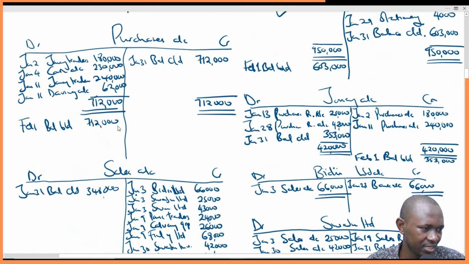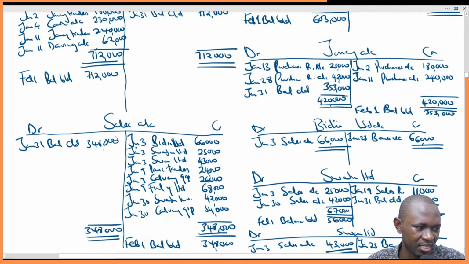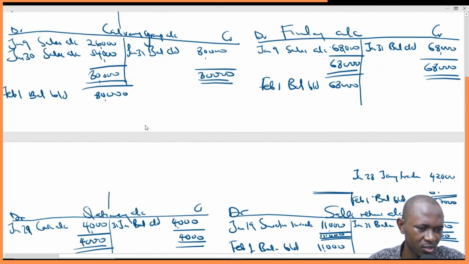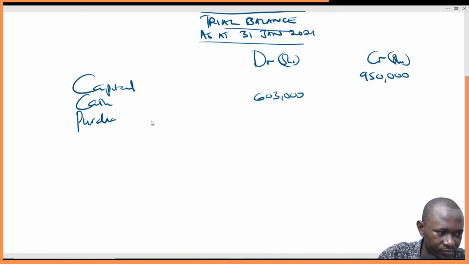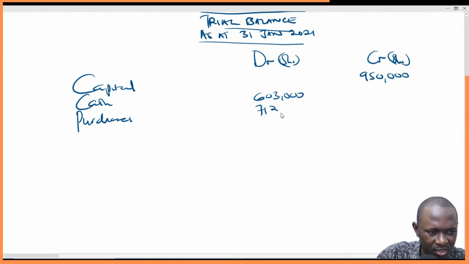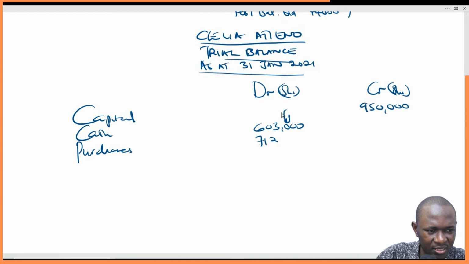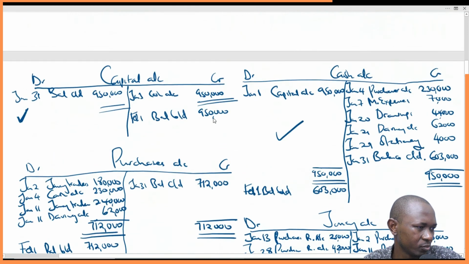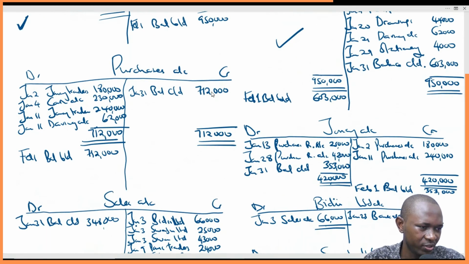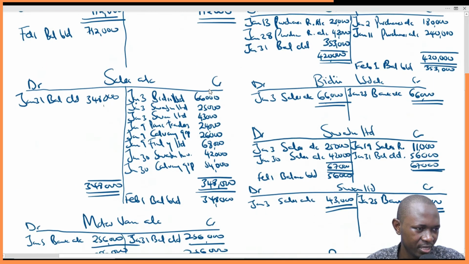Then we go to purchases. Purchases account 712,000 on the debit side. So we come here, purchases 712,000 on the debit side. Good. The next, so purchases, we are done. We will just give ourselves a tick to show that we are done with that.